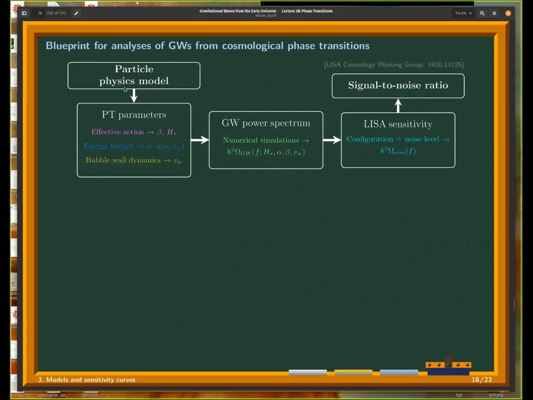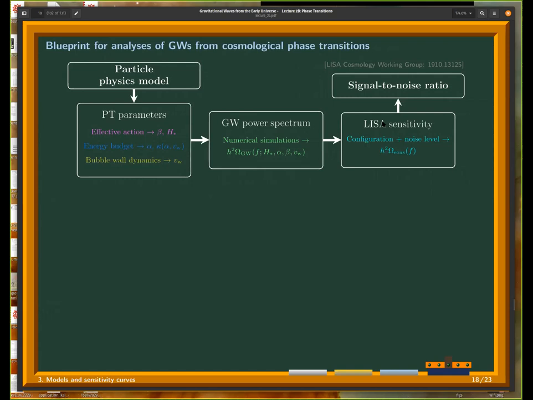In principle, you can also use your microscopic theory to determine the bubble wall velocity. And then once you know the temperature, beta, alpha, kappa, the velocity and all of that, you can plug this into these functions for the gravitational wave spectrum that you obtained or that you fitted to numerical simulations. And then you have omega gravitational wave, and you compare this to the sensitivity of experiments.